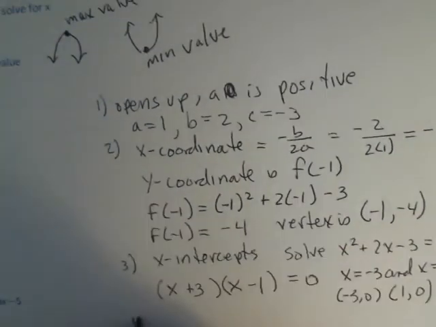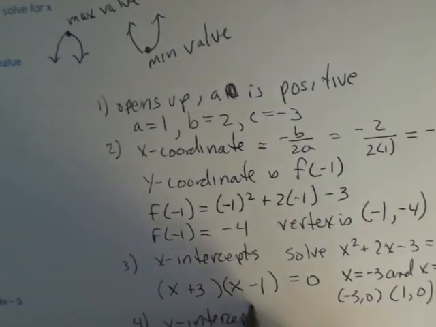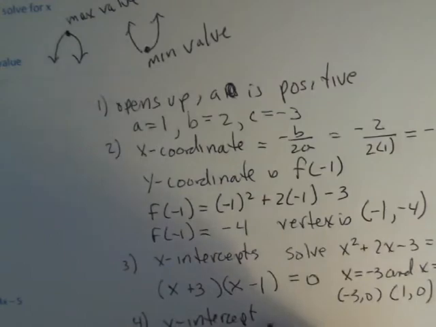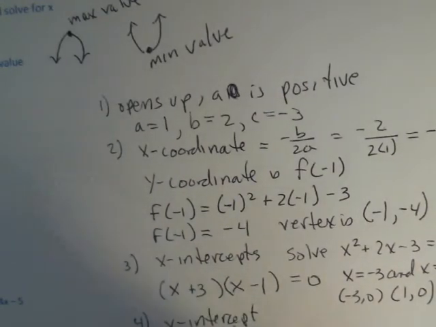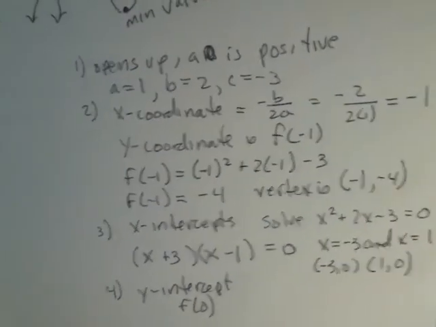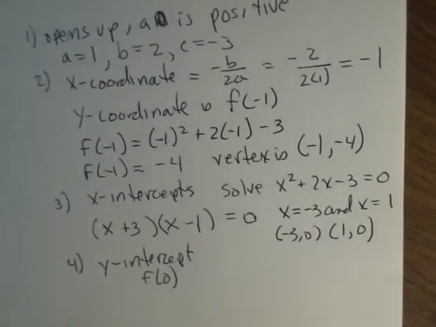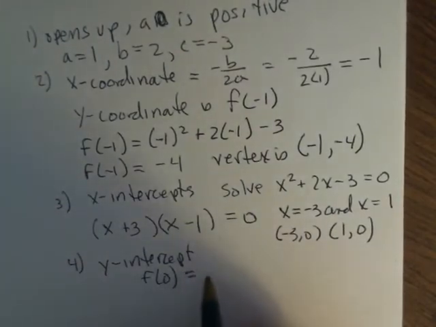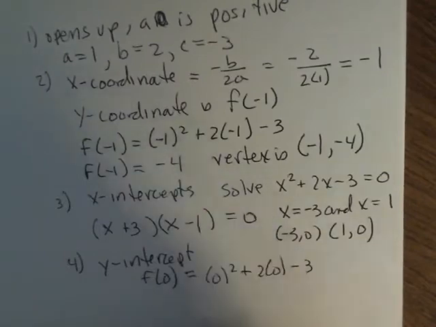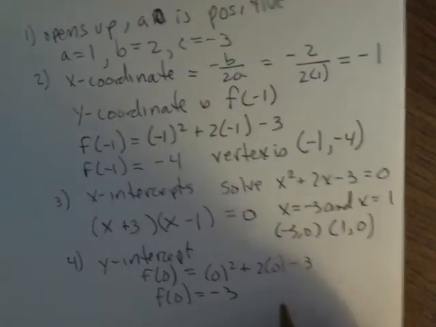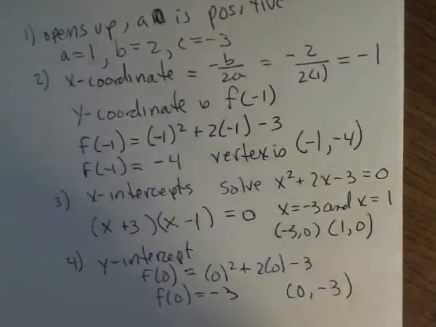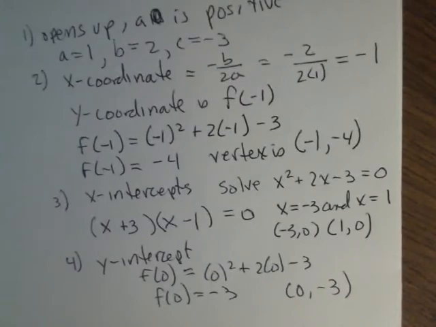My y-intercept, well, that is f of 0, which is 0 squared plus 2 times 0 minus 3, which is just negative 3. So your y-intercept is 0, negative 3.